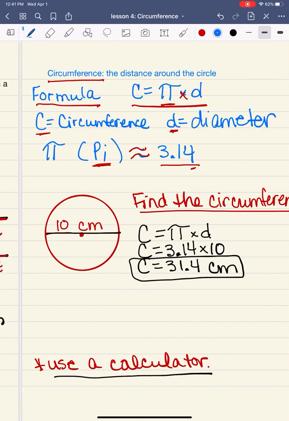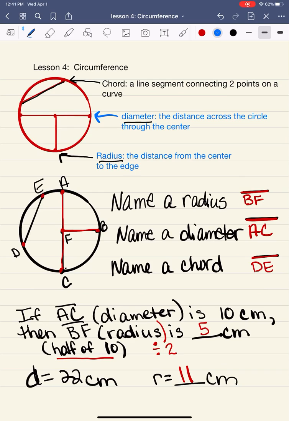Okay, when you're ready to start your assignment today, you'll be looking for lesson 4, circumference. And make sure you have your calculator handy if there's not one on the screen.